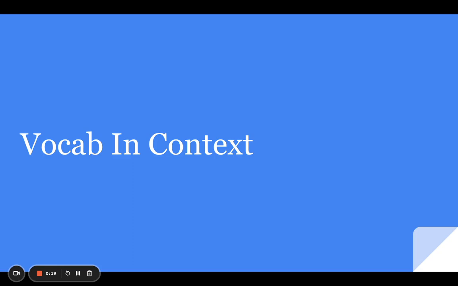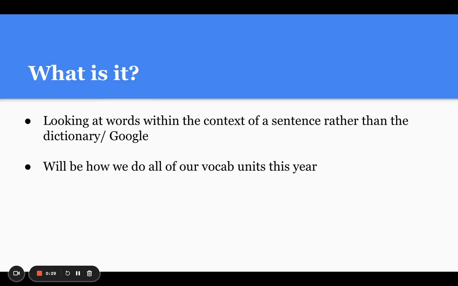We're going to take a moment to talk about what is vocab in context, aka VIC, and how it is going to work in ELA 8 this year. First of all, you're probably thinking, what the heck even is vocab in context? Vocab in context is a way of looking at words within the context of a sentence and trying to figure out what it means rather than just going straight to the dictionary or, in the 21st century, Google.